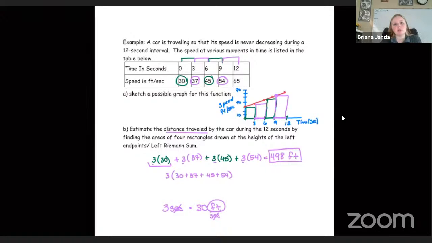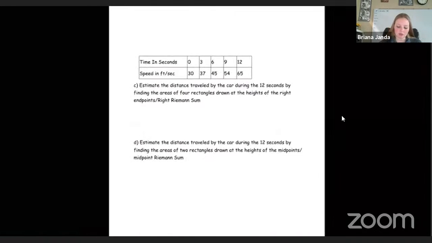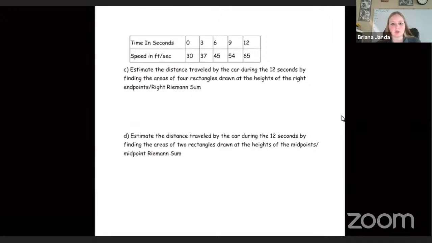So this should look familiar, very similar to what we did yesterday. So using the same data, I'm going to give you guys a few seconds to try out this next one and see if you can, and I'm taking the picture away, so try without the picture here. Give you a few seconds to work ahead of me here. On part C, which is 4 rectangles again, drawn at the right endpoints, and then part D asks you to switch it up to 2 rectangles using the midpoint. So I want you to think about that one as well. Give you about a minute or 2 here to try those out and see if you get the correct answers.